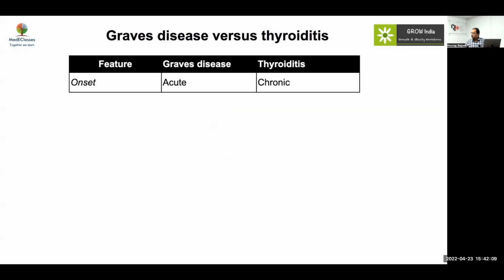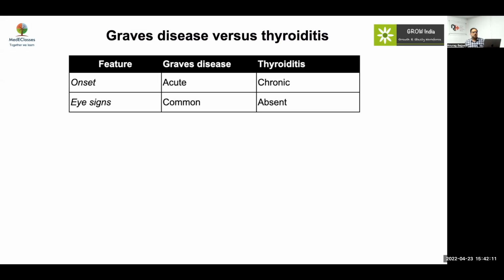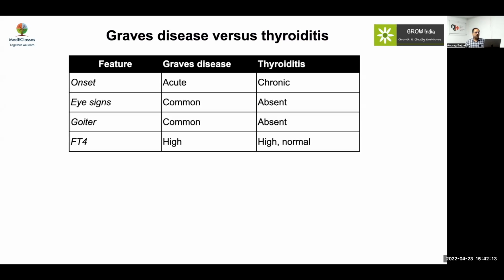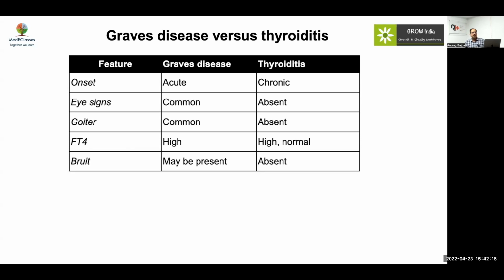So just to distinguish, if it's a rapid course, if you have eye signs, if you have goiter, very high levels of FT4, and a bruit, which is a marker of vascularity of the thyroid gland, you are mostly dealing with Graves' disease. If there are milder symptoms, absent eye signs, absent goiter, no bruit, and marginally elevated FT4, it is most likely thyroiditis.